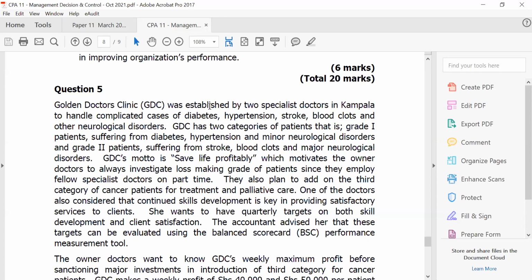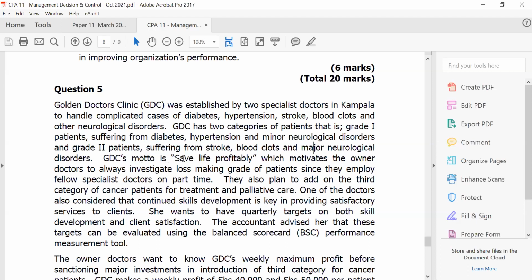We know that they're telling us that Golden Doctors Clinic, GDC, was established by two specialists in Kampala to handle complicated cases of diabetes, hypertension, stroke, blood clots, and other neurological disorders. GDC has two categories of patients. That is grade 1 patients suffering from diabetes, hypertension, and minor neurological disorders, and grade 2 patients who are suffering from stroke, blood clots, and major neurological disorders.